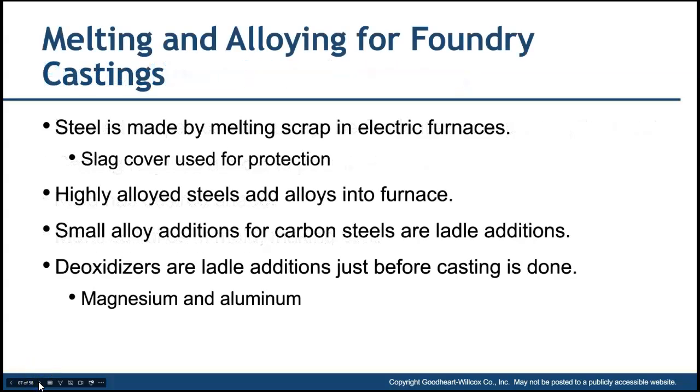So again, we are casting and melting this steel in the electric furnaces. So we do get different slag that's there to cover and use it for protection. That helps keep oxygen out and other undesirable elements that might get into the mix. Again, we want to highly control the ingredients, so to say, that's going into the actual steel itself.